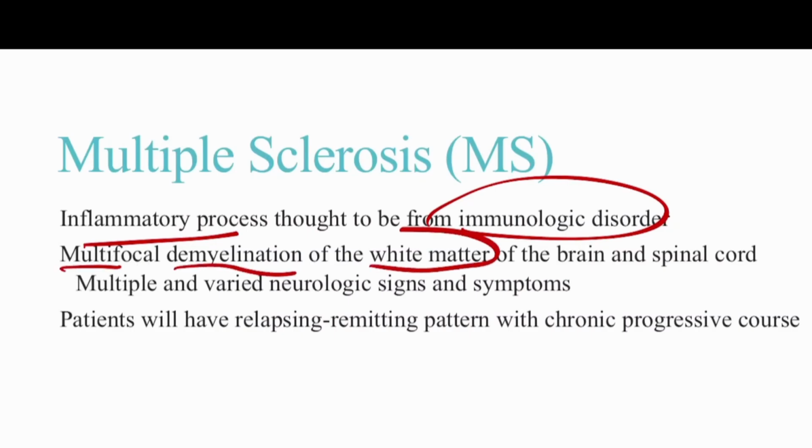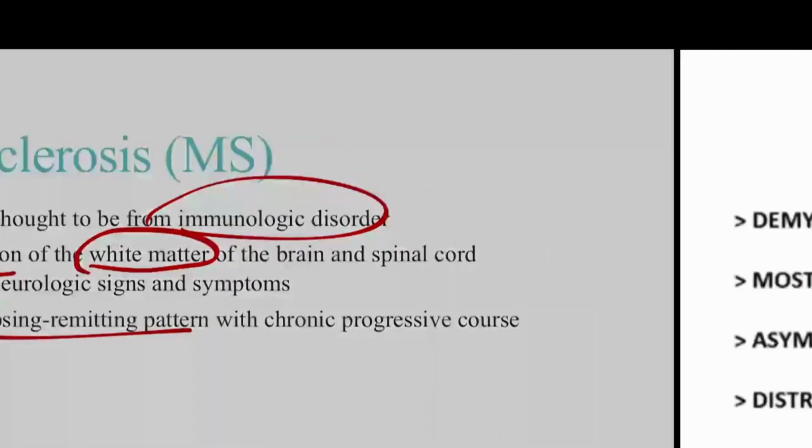demyelination of the white matter of the brain and spinal cord. Why the white matter? That's the axons. Fat is white. Okay. Patients will have a relapsing remitting pattern with chronic progressive course. Every time an MS patient has a relapse in symptoms, that usually means a new plaque has formed. There's a new issue somewhere that caused more issues to occur.